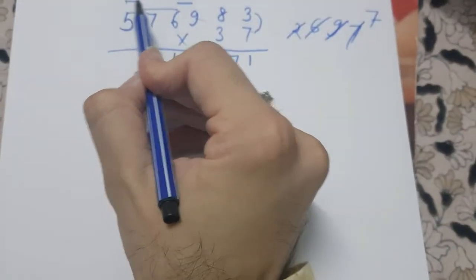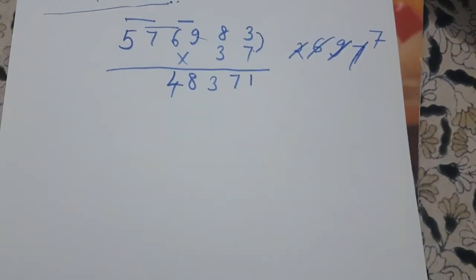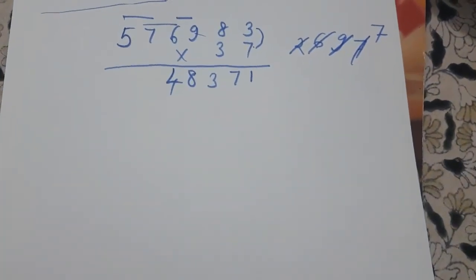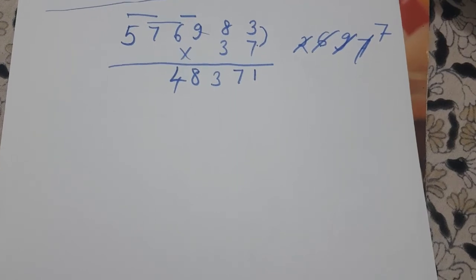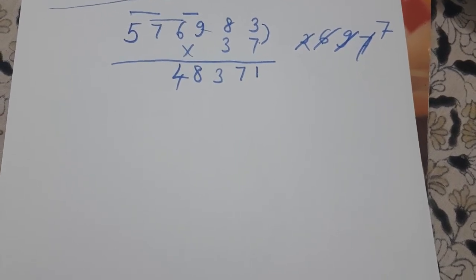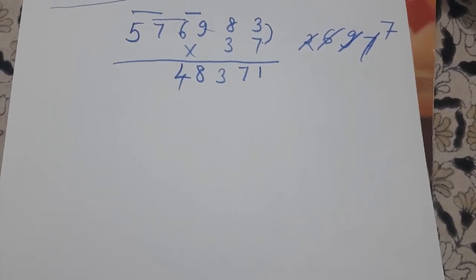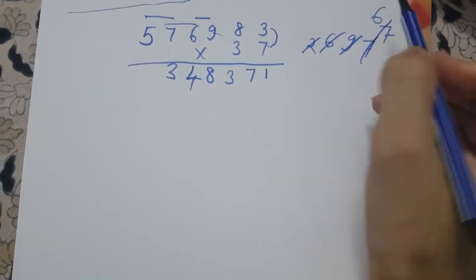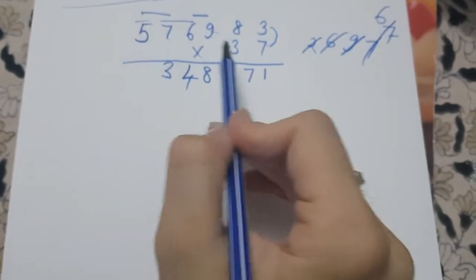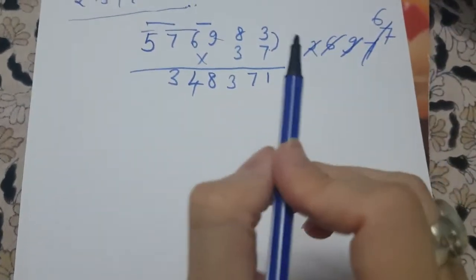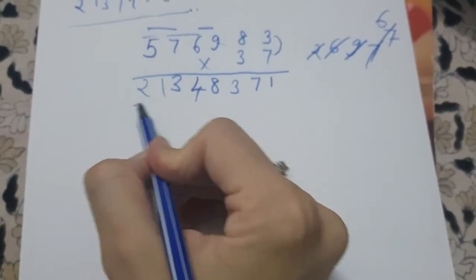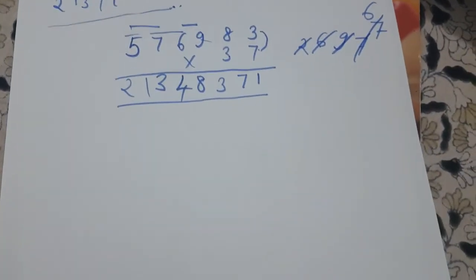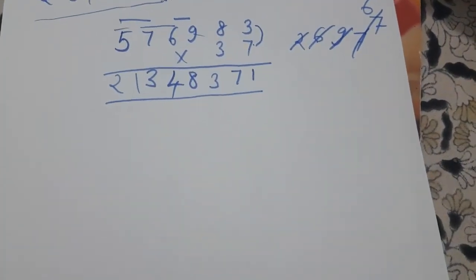Now you have to multiply this number. So for that, 5 times 7 is 35. 35 plus 21 will be 45, 55, 56. 56 plus 7 carry, so your answer will be 63. 6 is carry. Now you just have to multiply 5 cross 3, that is 15, plus 6 carry, so your answer will be 21. You get an answer of 2134837. This is your answer.